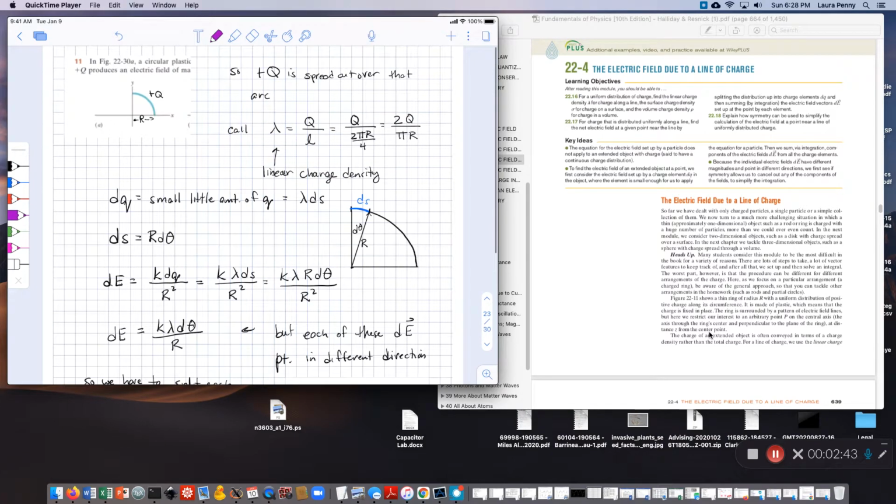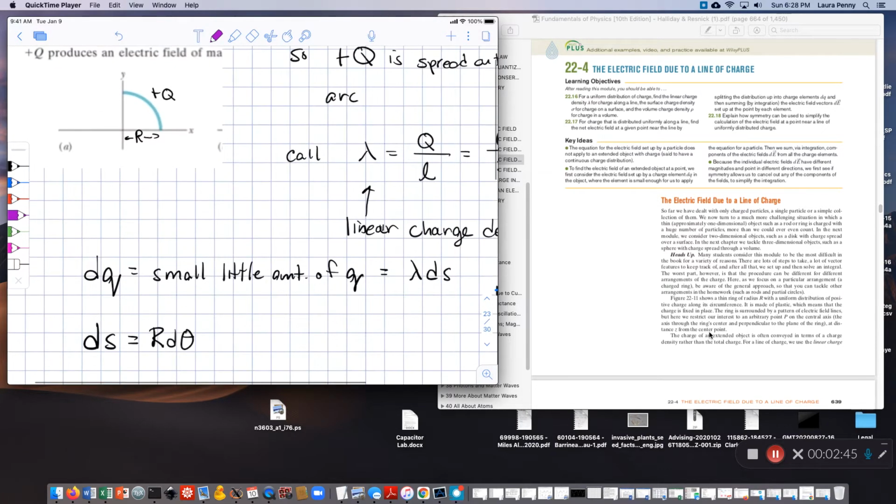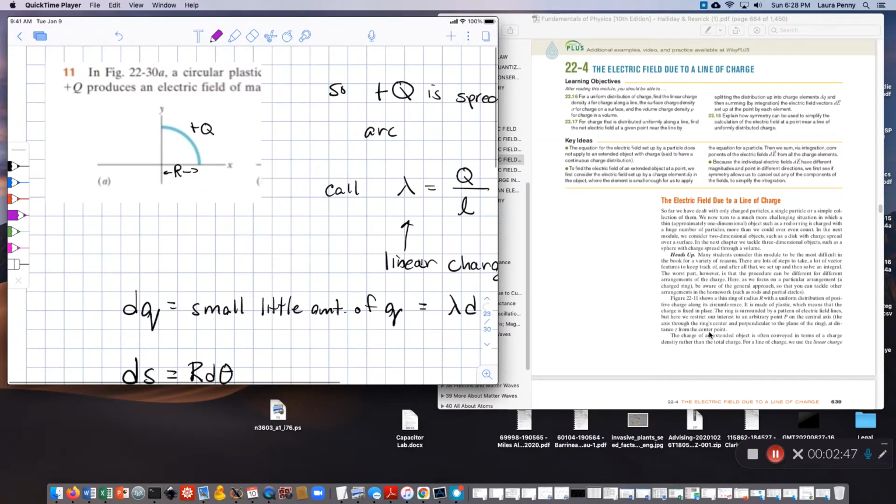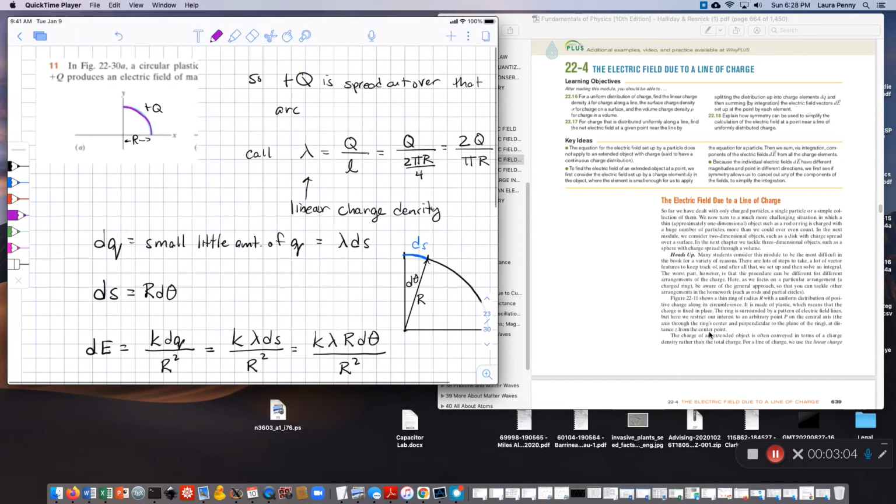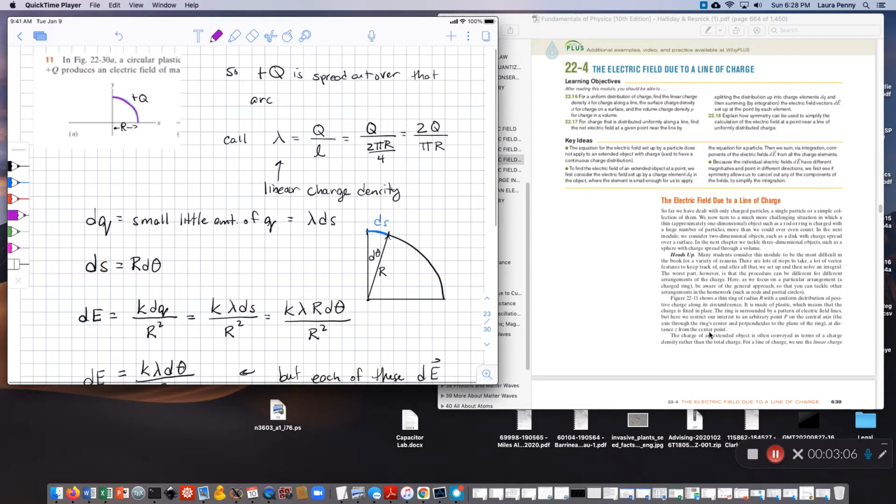So say I've got this situation up here. I've got a little curved thing here. It's just a quarter of a circle. And I've got some positive charge Q which is spread out over it. The radius of this arc is capital R. So I've got some positive Q spread out over this arc.